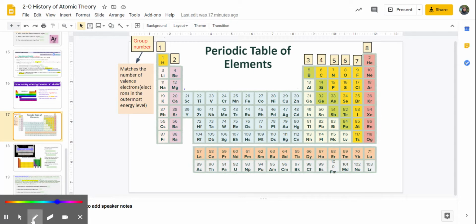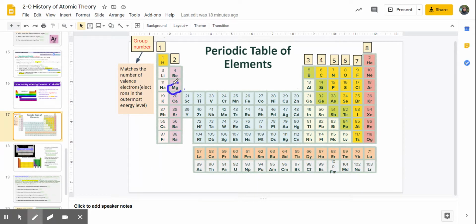Now, these group numbers give you the idea about how many valence electrons these atoms contain. For example, if you look at group 4, all of these elements in group 4 have 4 valence electrons.